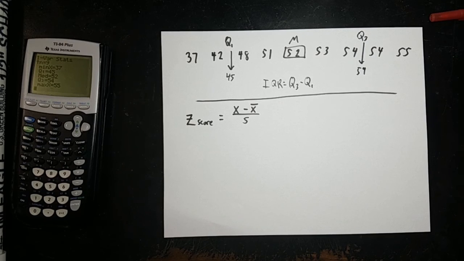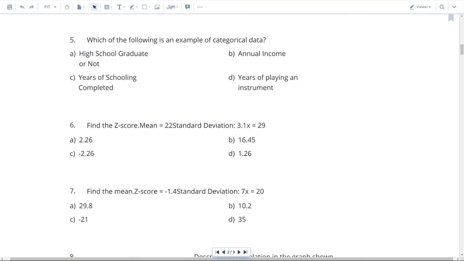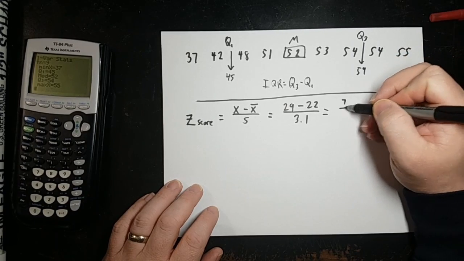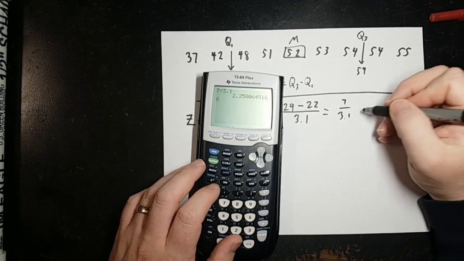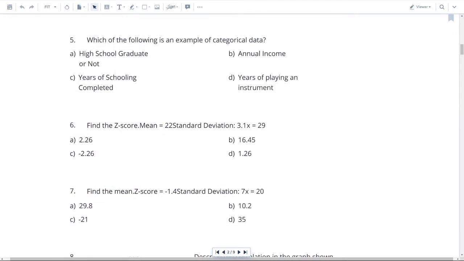Now, for this particular problem, it looks like they gave me a mean of 22. I'm just going to write this in as I'm reading it. A mean of 22, a standard deviation of 3.1, and an x value of 29. So if I were to do that calculation, it looks like I should be getting 7 over 3.1, whichever my calculator says at this point, would be approximately 2.258. If I were to go back to my choices, 2.258 would give me an answer of A.